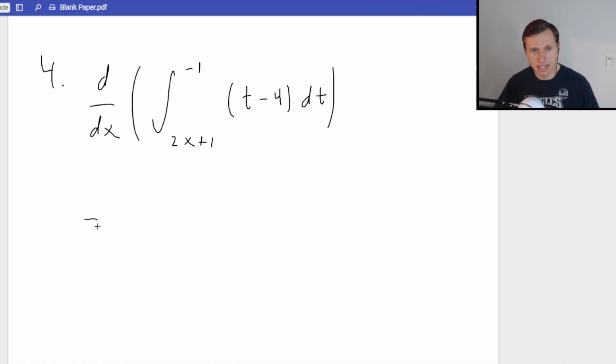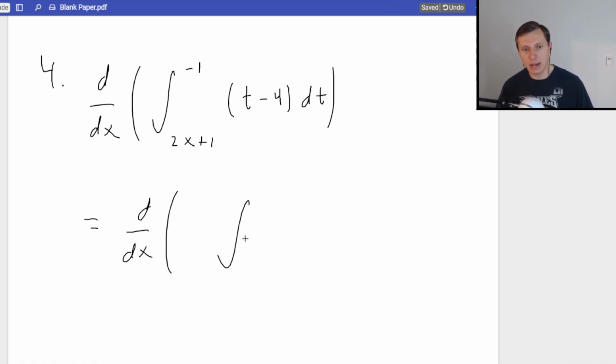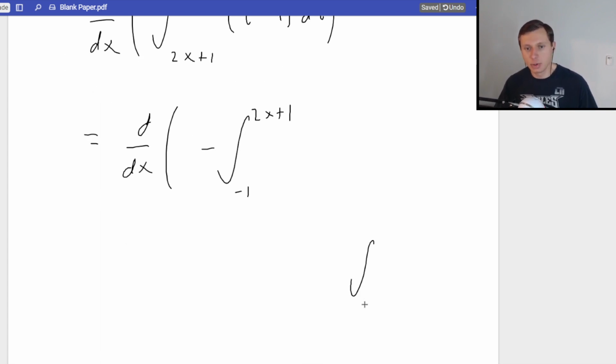So what we're going to do instead is whenever it's in the bottom position, there's a property of integrals that says, hey, if I flip the bounds, like negative 1, 2x plus 1, I can flip the bounds. The only caveat is I need to write a negative sign out in front of the entire integral. So just as another quick example, if I had the integral from negative 2 to 0, I can rewrite that as negative integral from 0 to 2. If I flip the bounds, it means I'm taking the negative of the entire thing. Does this make sense? Any questions?